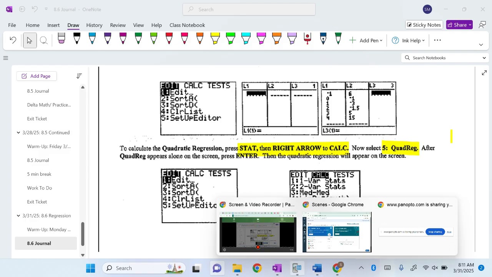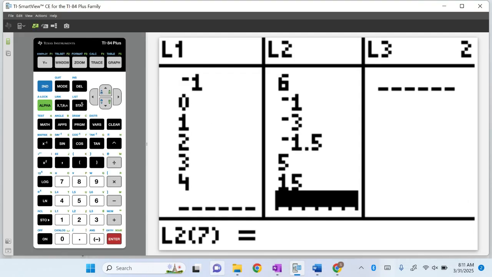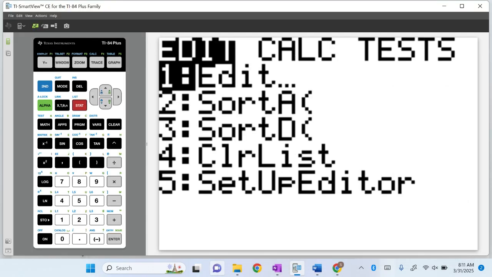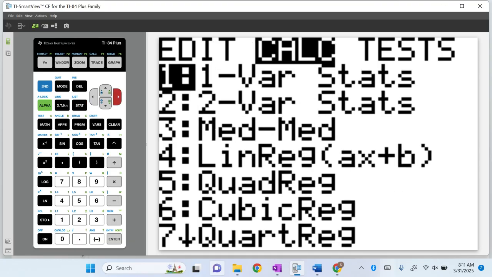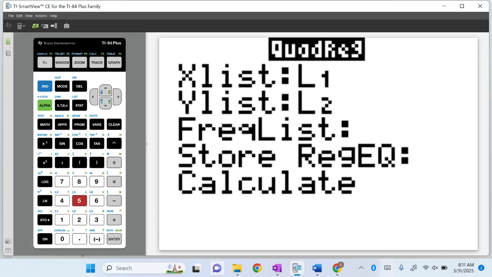So what it will look like is that you will hit the stat key again. You're going to hit the right arrow key so that it's highlighted over calc instead of edit. And then you're looking for quadratic regression. So linear regression is 4. We've done that before. Quadratic regression is right below it, which is at 5. So you just click the number 5 and this screen will pop up.